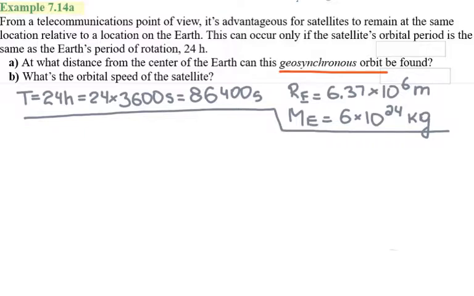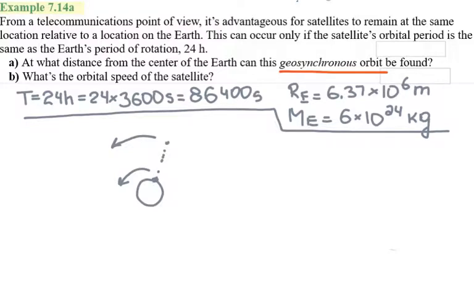We just did the question where the radius of Earth was given, 6.37 × 10^6, and the mass of Earth was given, 6 × 10^24 kilograms. So every time you have a geosynchronous orbit, that means if you have our planet and there is a satellite, our planet is rotating and the satellite is rotating. This satellite is always looking at the same spot on Earth.